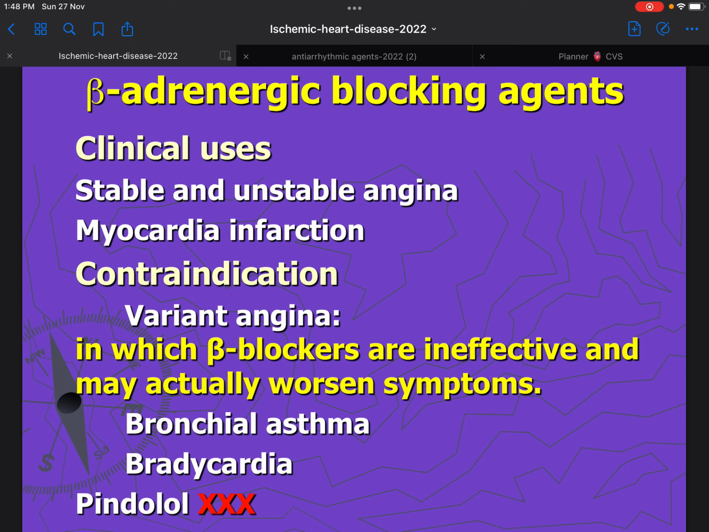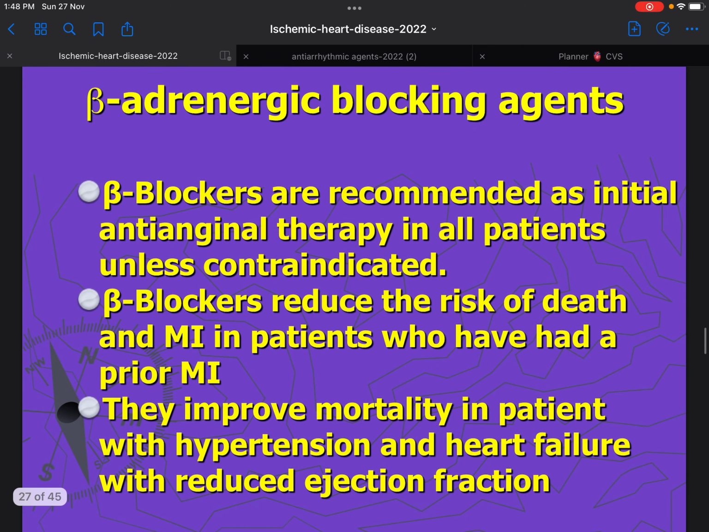So when do we use them? They're actually recommended as the initial therapy for all patients unless they are contraindicated. We use them to reduce the risk of death and the risk of myocardial infarction development in patients who had a prior myocardial infarction. In addition to that, they're going to improve the mortality in patients who have hypertension and heart failure. Why is that? We're going to talk about hypertension and heart failure, and we will also learn that beta blockers are drugs used to treat these conditions. So if I have a patient who has all of these conditions together, it would be beneficial to give him one drug that treats these multiple conditions.